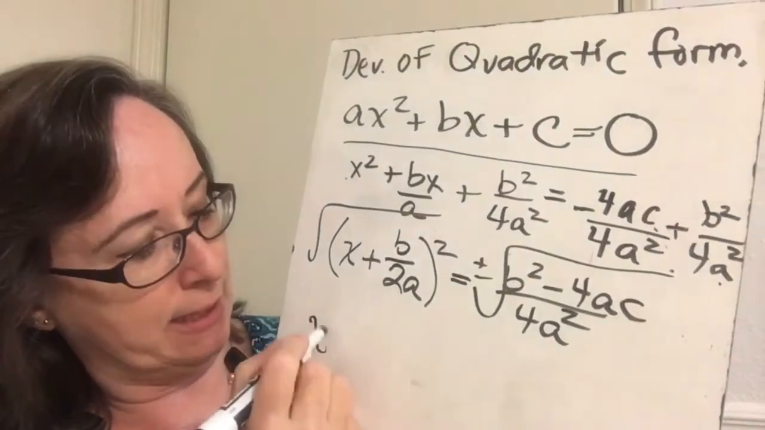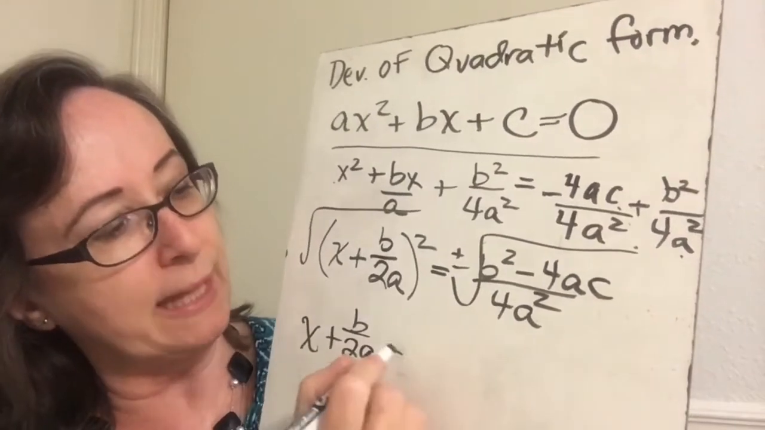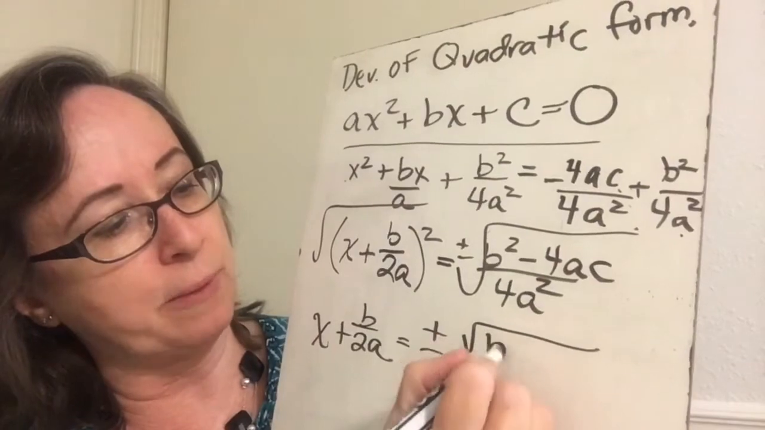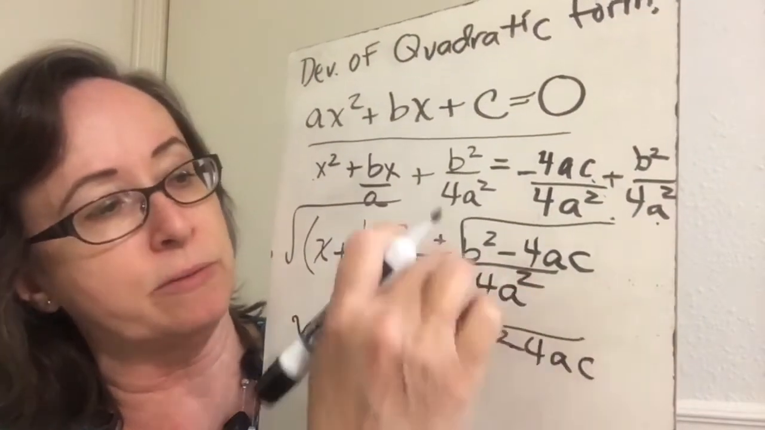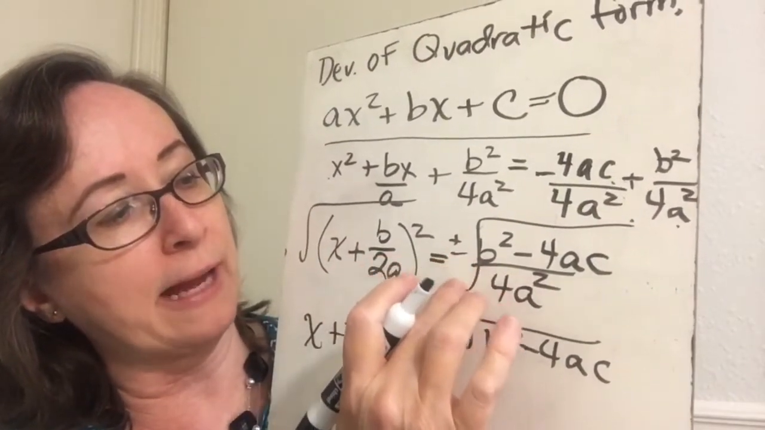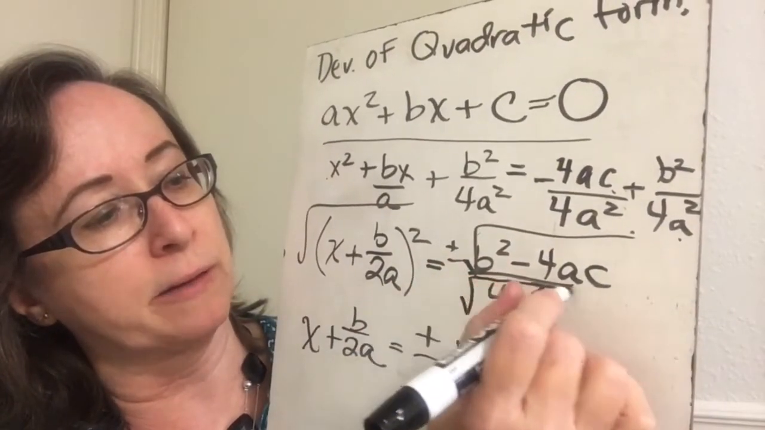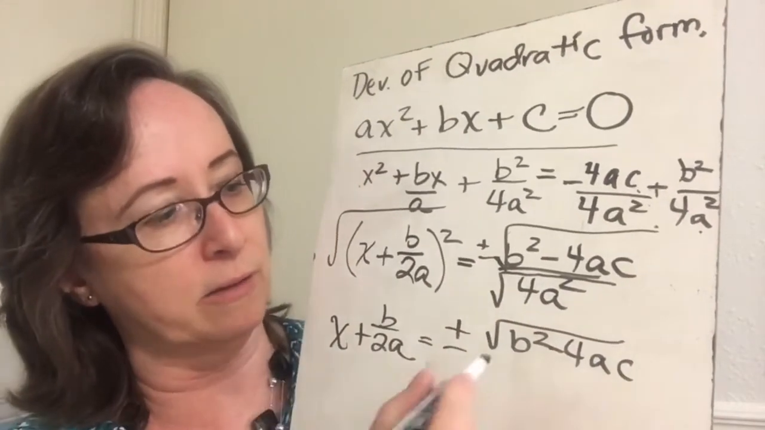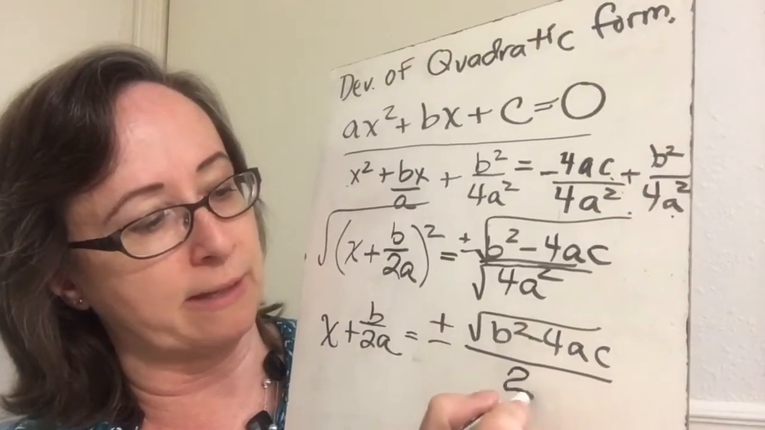This one comes out and is x plus b over twice a equals plus or minus the square root of b squared minus 4ac. Now I'm going to split this big square root into two parts, because if I write the radical on the top and the radical on the bottom, then the radical in the denominator is going to come out of the radical, because 4a squared are perfect squares. So it'll come out as a 2a.